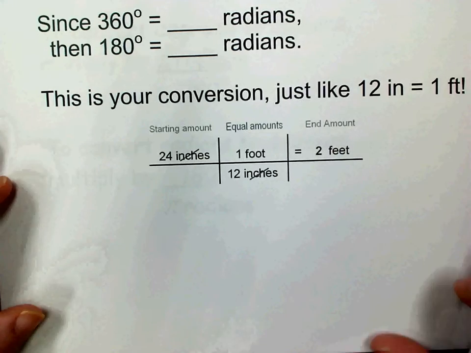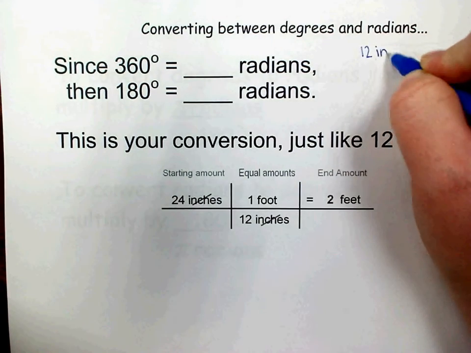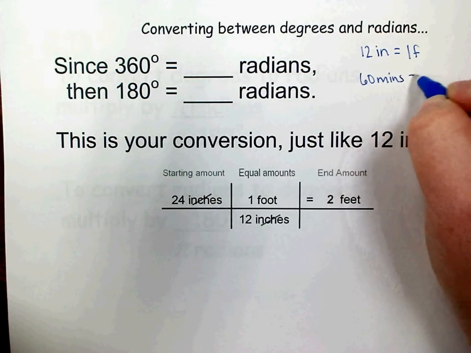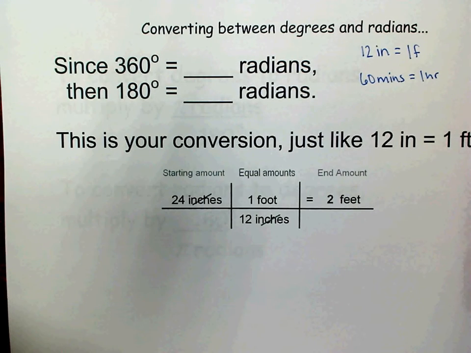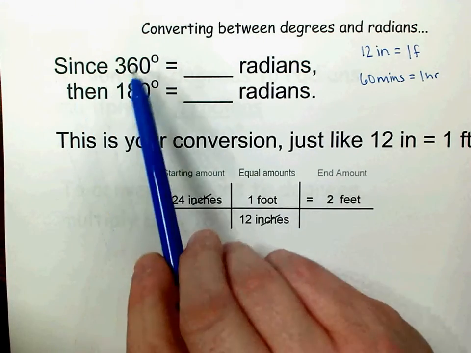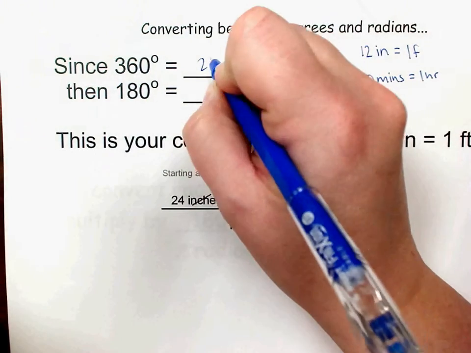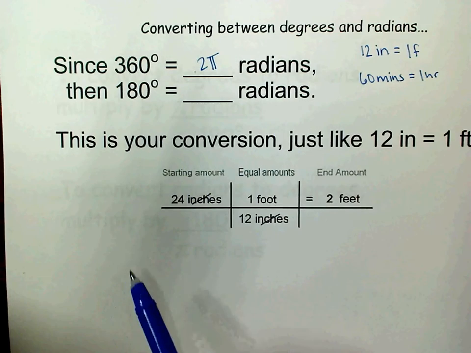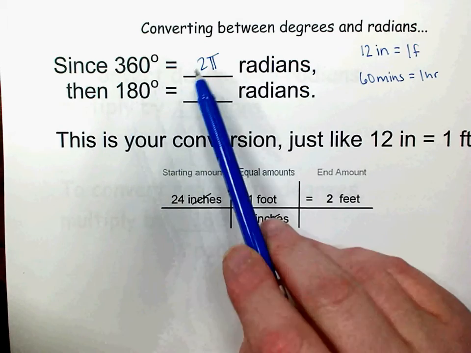So when we're wanting to convert between degrees and radians, you need to know what your conversion rate is. Just like you know 12 inches equals 1 foot, or 60 minutes equals 1 hour. So we need to know what conversion we're going to use for radians. So we already know, since 360 degrees is a full distance around a circle in degrees, and it is 2 pi of the radius, then 2 pi radians is what 360 degrees is. So 180 degrees, which is half of 360, would be half of the 2 pi, which is just 1 pi.